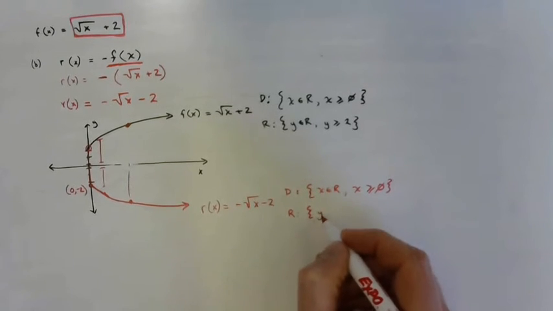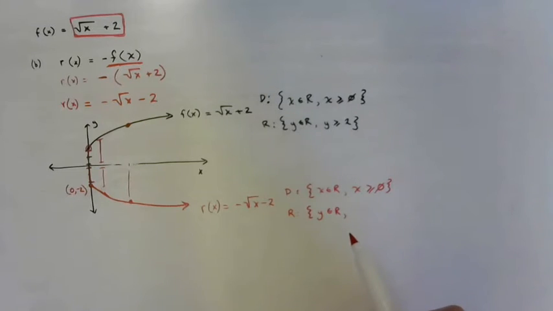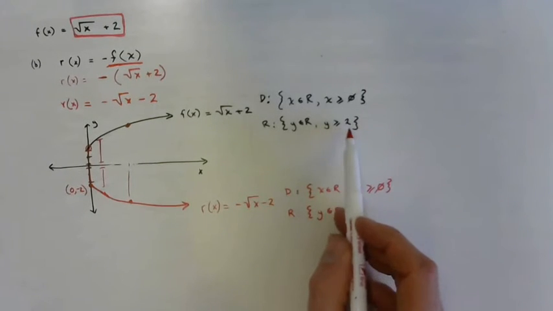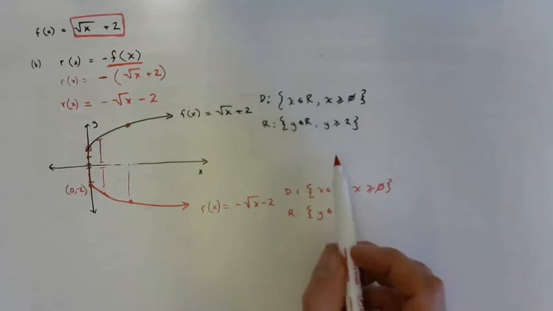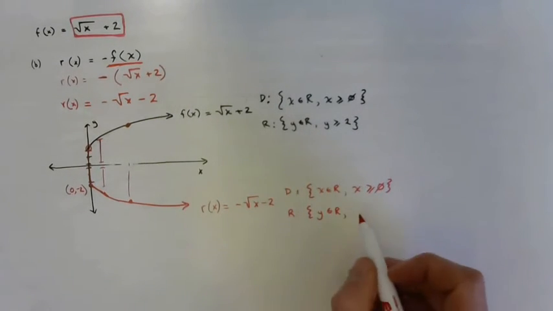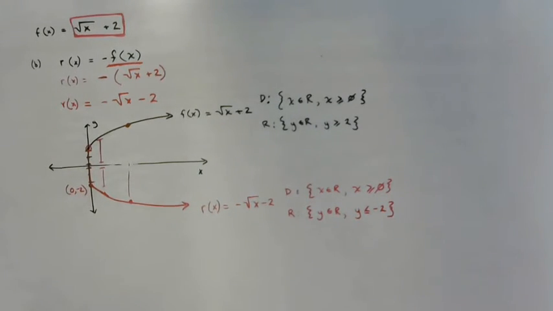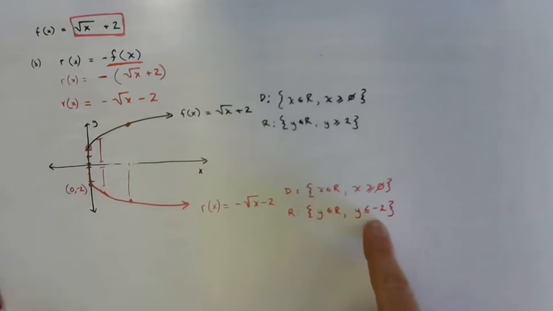Range. Has the range changed? It moved down too. Yes, the range has changed. It got flipped. So now instead of being y greater than or equal to 2, y is less than or equal to negative 2. Okay? So there you can see the concept of a reflection as well. Greater than 2 now becomes less than negative 2.